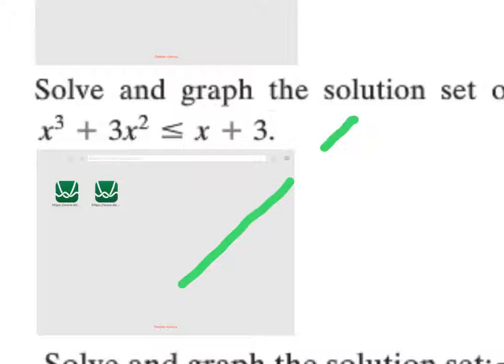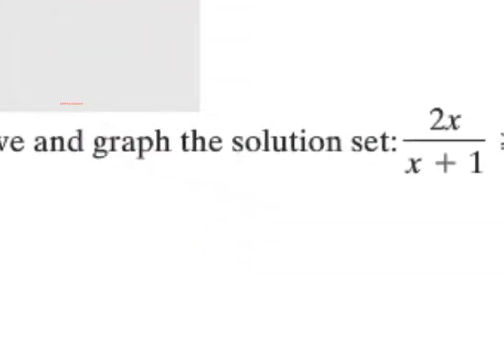So what I want to do for my solution set is I would say from negative infinity to negative 3, and that's a bracket, unioned with from negative 1 to 1. And that's what we would have. That's for our solution set. Okay, let's take a look at the next one.